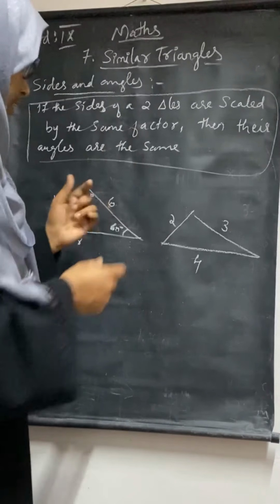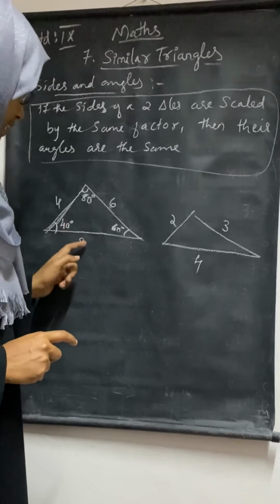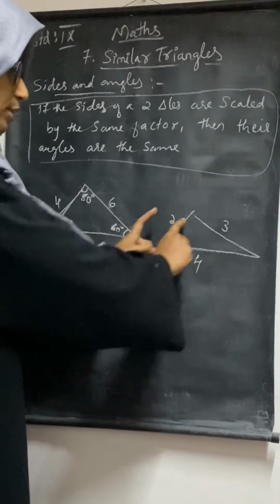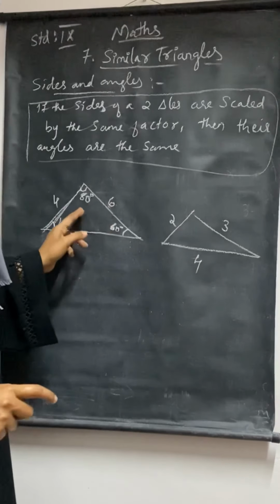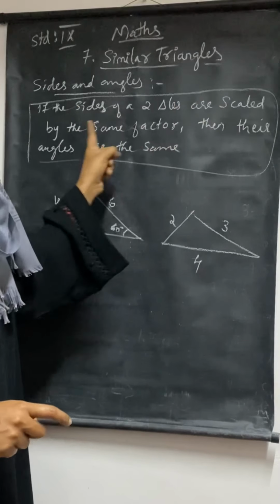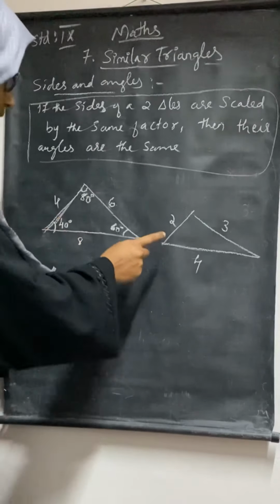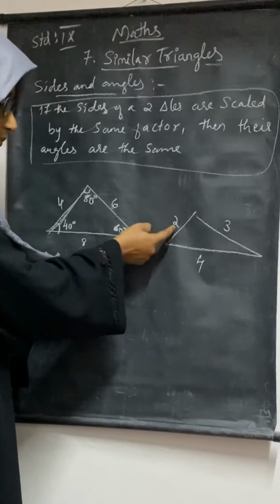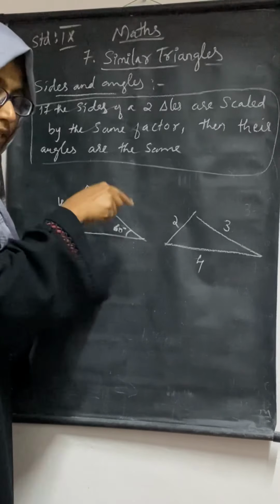So for example, two triangles are given here: 4 centimeter, 6 centimeter, 8 centimeter. This is the large one, and the smaller one given here is 2 centimeter, 3 centimeter, 4 centimeter. Now you have to see whether the sides are scaled by the same factor. If the sides of two triangles are scaled by the same factor, then their angles are also the same. Now we check: here 2 centimeter is given, and here 4 centimeter. So it is doubled, multiplied by 2.